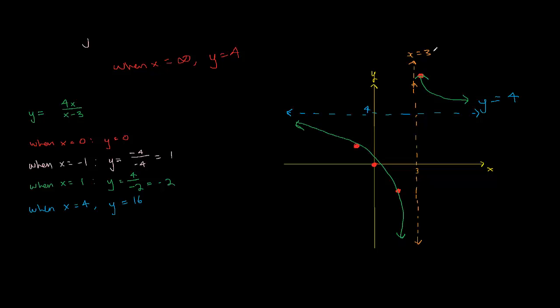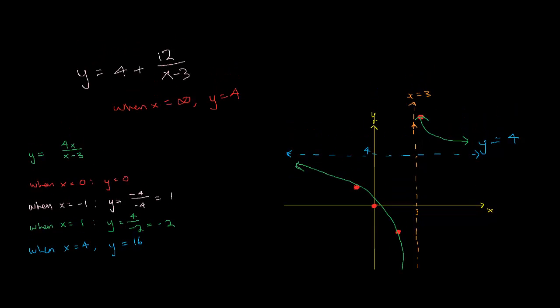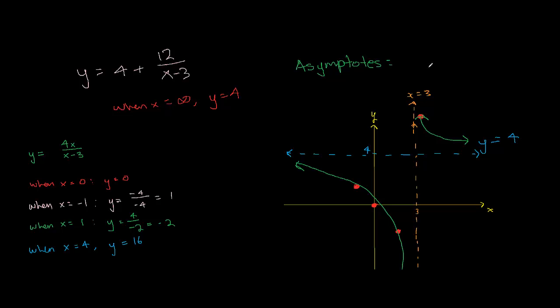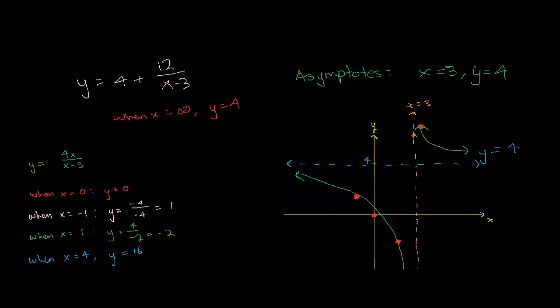So I'd write explicitly that the asymptotes, funny word, asymptotes, are at x equals 3, y equals 4. Beautiful. So hopefully that was clear to you. Yep, it's a very, very interesting question.